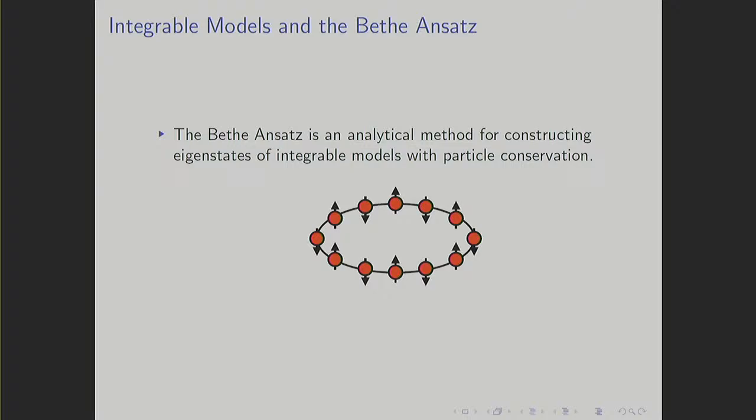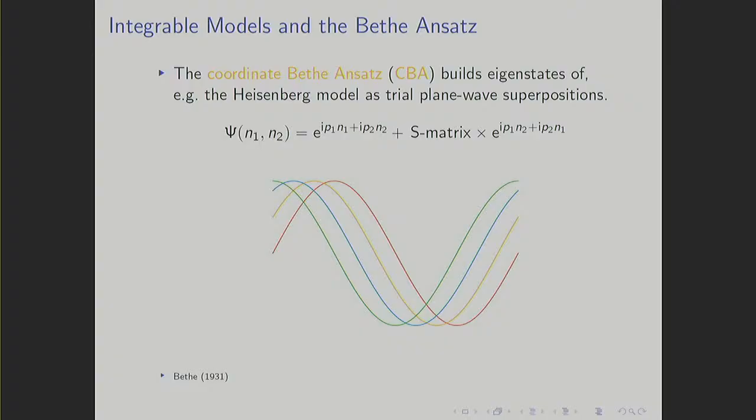And in its first formulation by Bethe in 1931, it consisted of trial functions. Bethe tried to diagonalize the Heisenberg model in one dimension. He considered linear superpositions of plane waves whose coefficients are the S matrices I introduced before. So one will have this kind of linear superposition here.